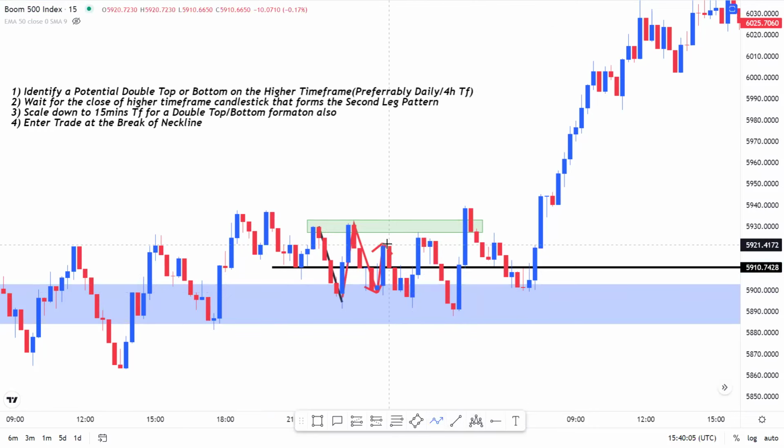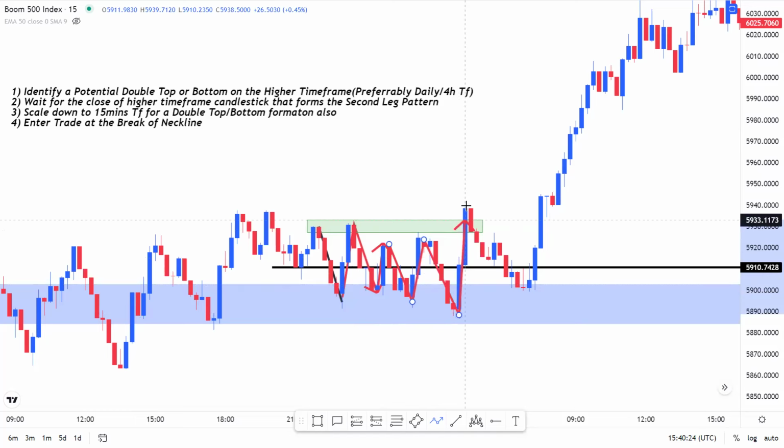So again, in as much as we had a very messy chart right here in the 15 minutes time frame, we had yet another double bottom pattern form on the 15 minutes time frame again, guys. You can see for yourself. And then what?